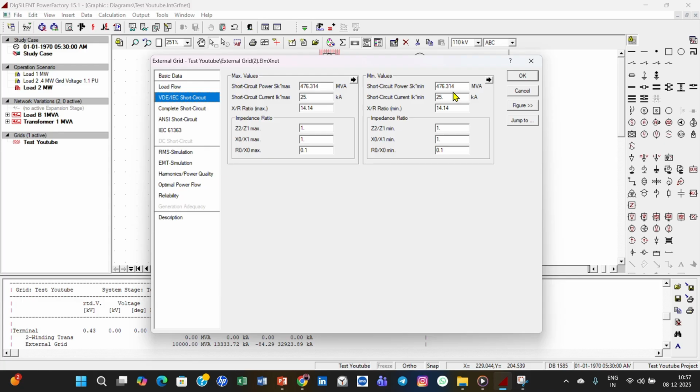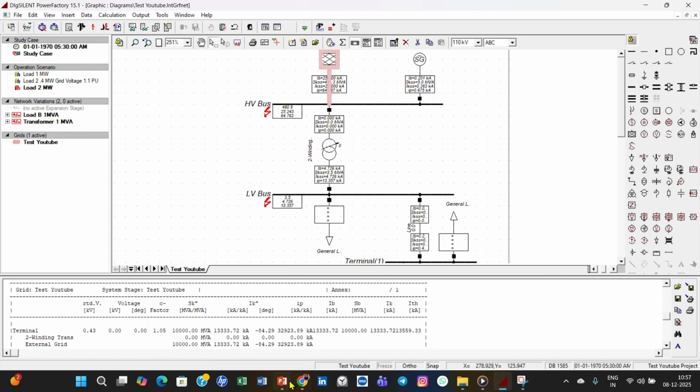If you define these, we have kept the maximum and minimum values the same here, because generally we perform the analysis on the maximum value to find the maximum short circuit current. And if you also want to find the minimum value, you can enter these values accordingly and you will find the maximum and minimum short circuit current.